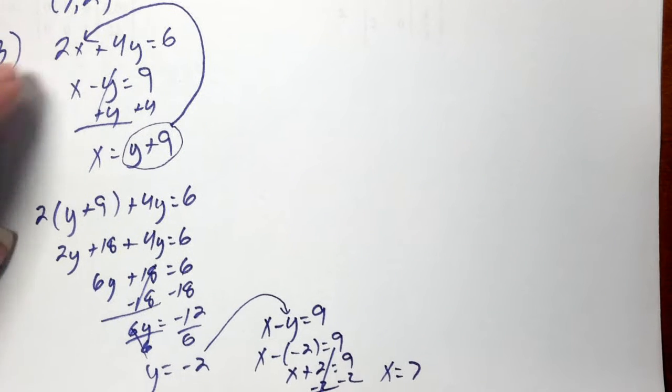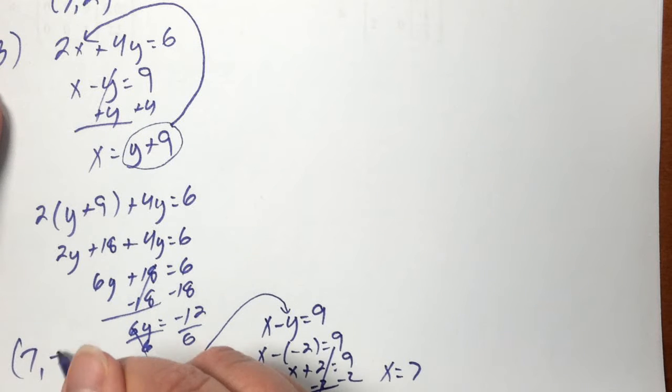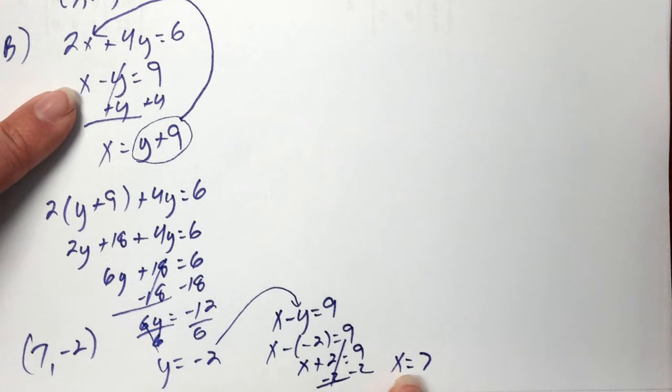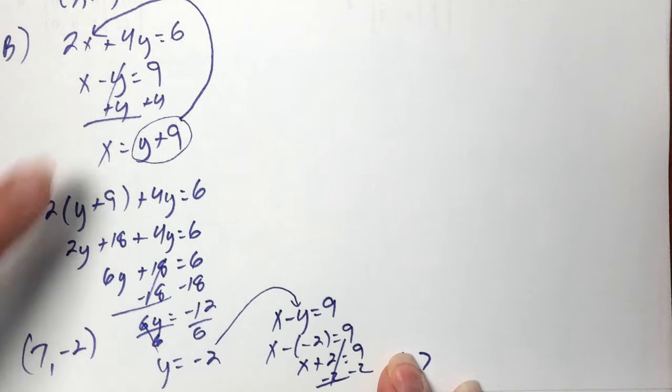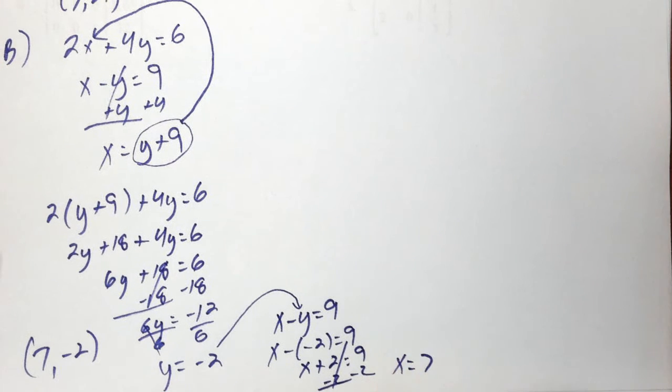So just like we did with the graphing method, we see that when x is 7 and y is negative 2, that's the ordered pair that works in both of these equations. If I put 7 for x and negative 2 for y in both of these equations, it would work for both. Okay? So that's why the lines cross at the ordered pair 7, negative 2.